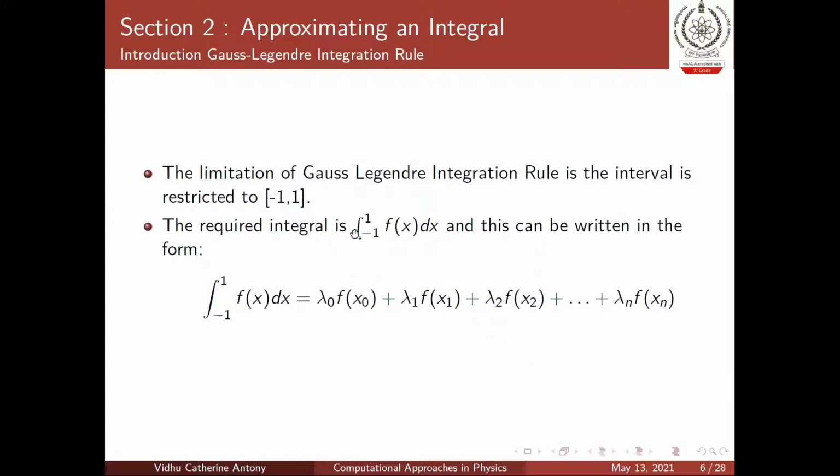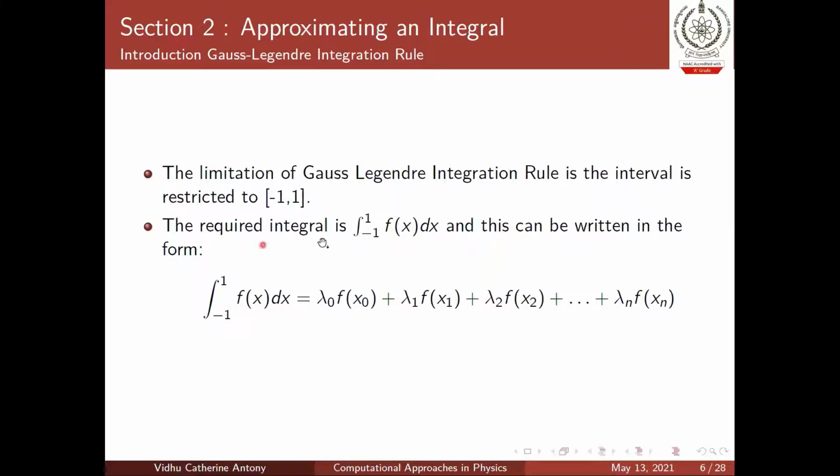So the required integral is from -1 to 1 of f of x dx. Let's make sure we remember this concept: the limitation of the Gauss-Legendre rule is that the interval is always restricted between -1 and 1. Remember that, because there's going to be a question and you're going to have to answer it. If you do not answer it, I'm going to be pretty upset, not that it would matter to you.